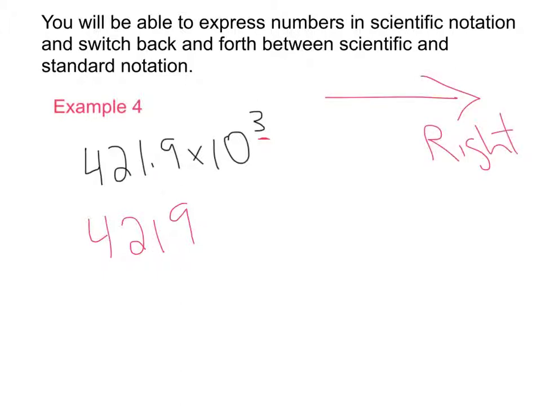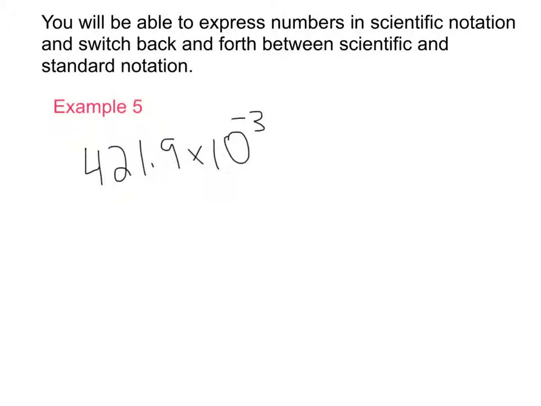So I'm going to take my decimal point and move it to the right by 3. 1, 2, 3. And now my new decimal point is there. I'm going to fill in the rest of my zeros like that. And this is my new number written in standard form.